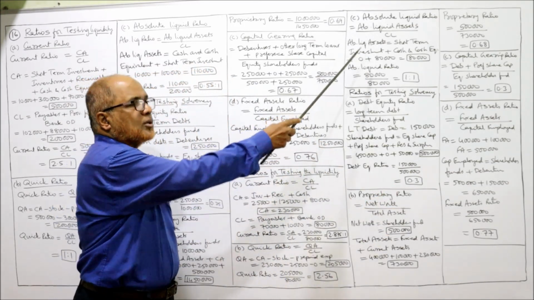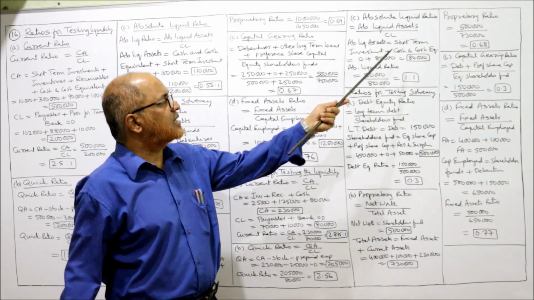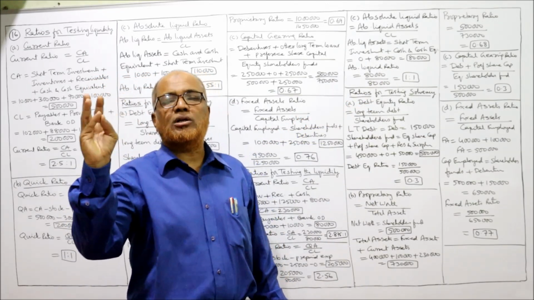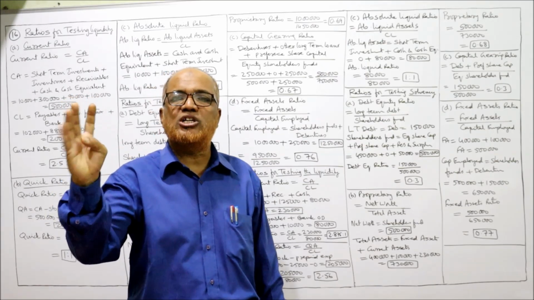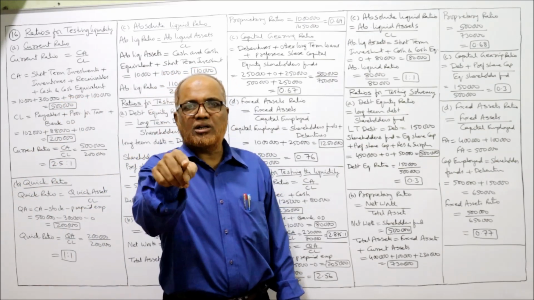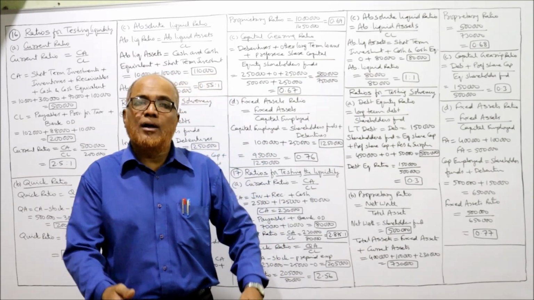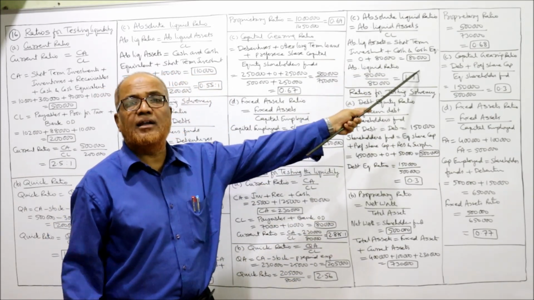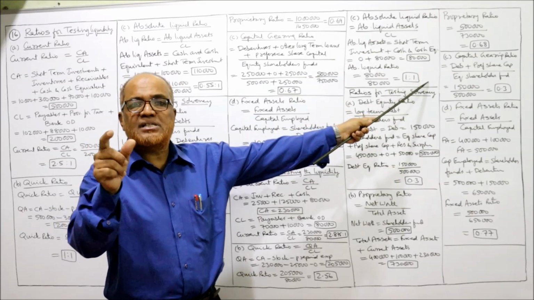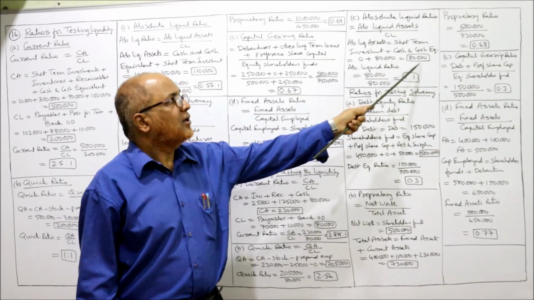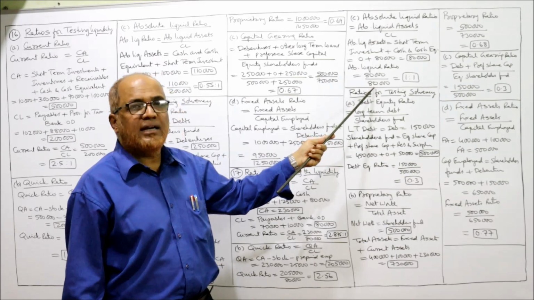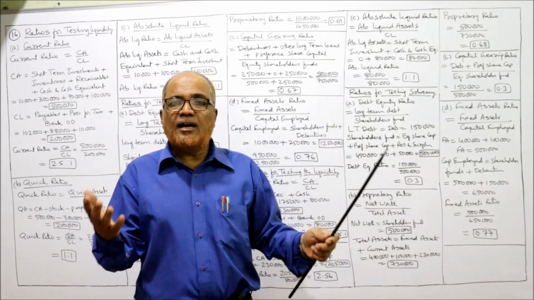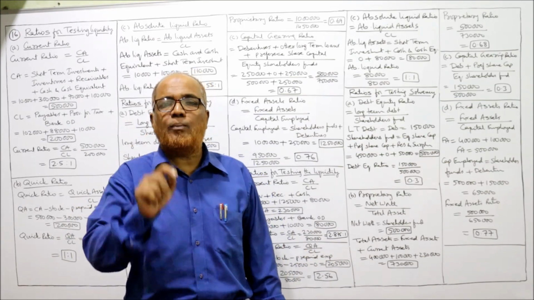Now absolute liquid ratio. So absolute liquid assets by current liability. Absolute liquid assets, as I just told you, are short-term investments plus cash and cash equivalent. But short-term investment we don't have. Only cash and cash equivalent we have, 80,000. So absolute liquid assets are 80,000, whereas current liability is 80,000. So 80,000 by 80,000, 1:1. The standard absolute liquid ratio is 0.5.